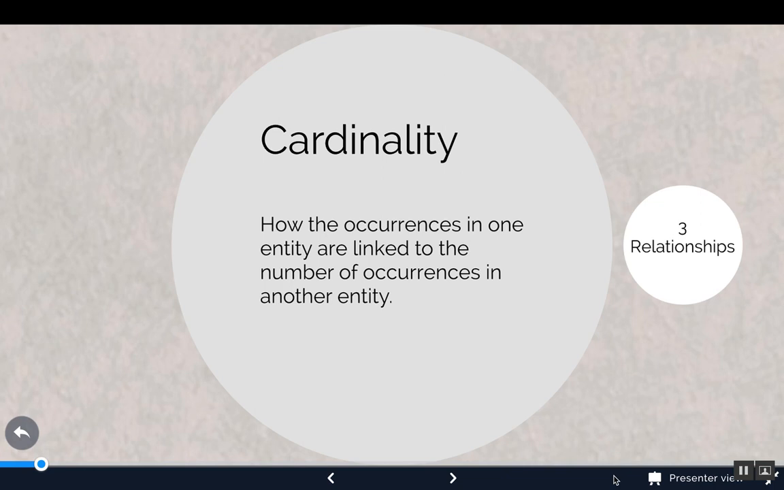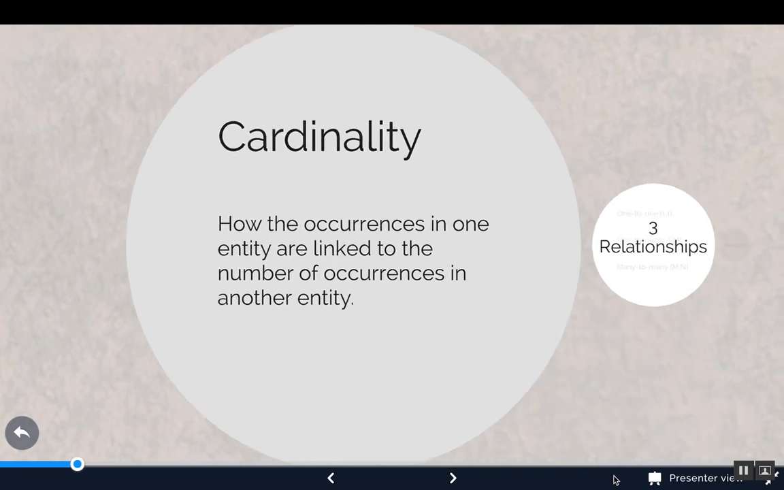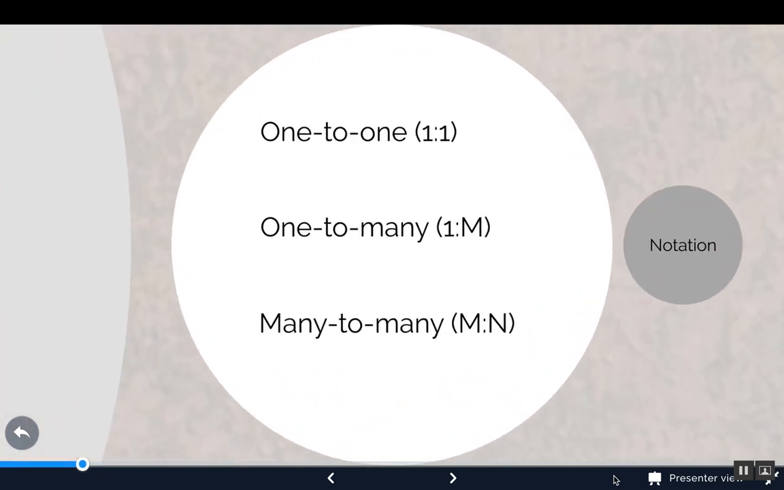tables. So cardinality refers to how the occurrences of one entity are linked to the number of occurrences in another entity. There are three types of relationships: a one-to-one, a one-to-many, and a many-to-many.